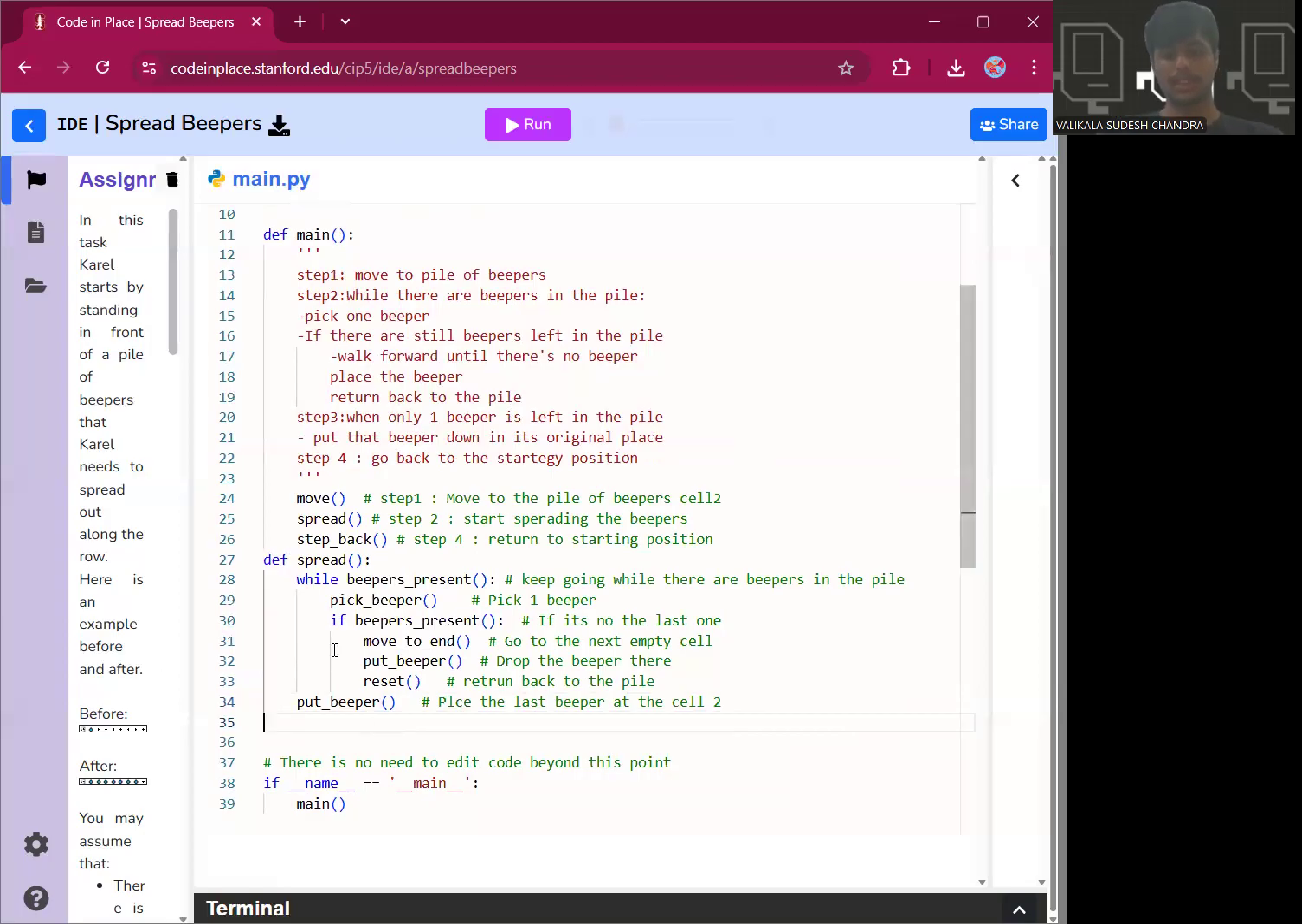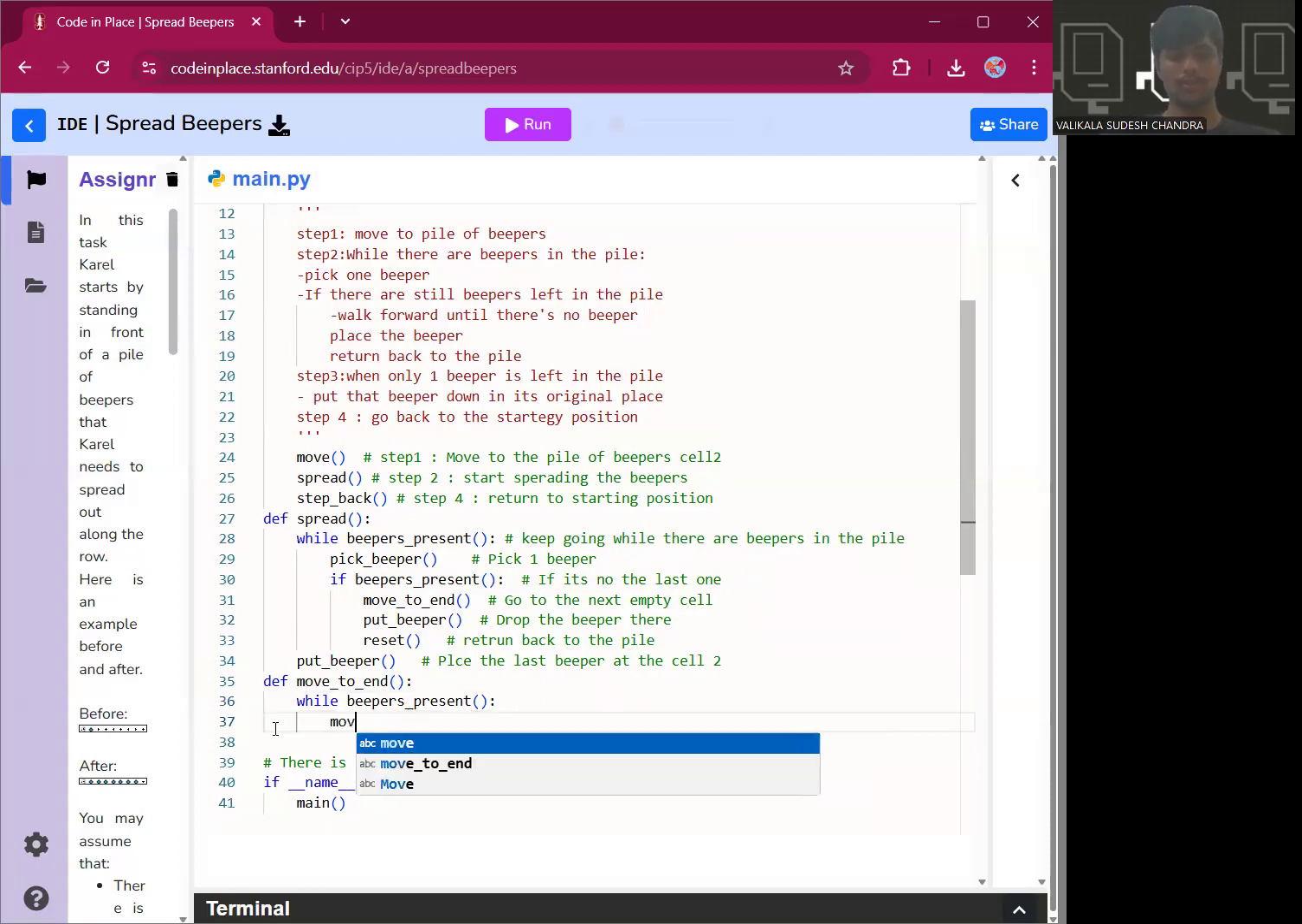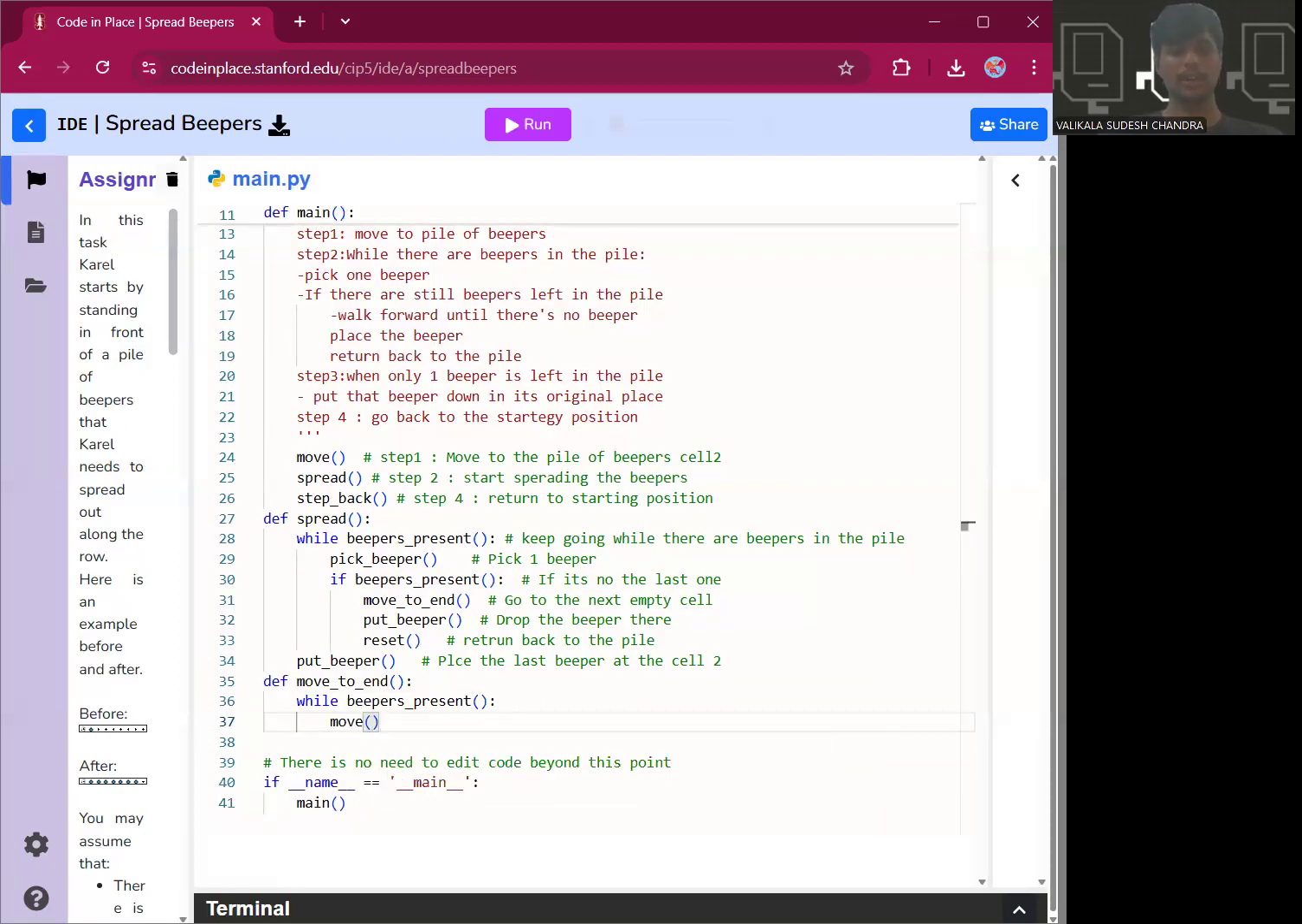So what is the custom function that we have created? That is move to end, because all the remaining ones are built-in functions that are already present. So we just created that one, move to end, the custom one, and we have to write the code for it. Move to end can be checked like this: every time we have to check if our next cell has already been placed with a beeper. If not, we can place it. If it is present, we have to move to the next cell. So that's how it is done. While beeper is present, we can't do anything, just move till there is no beeper.